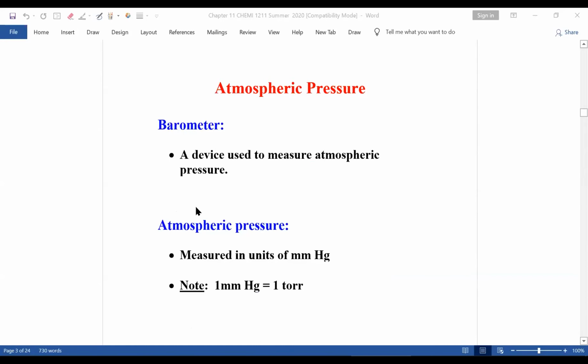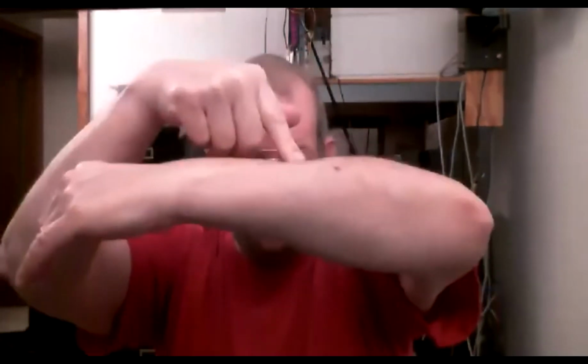Now, one way to measure atmospheric pressure is a barometer. A barometer is a way to measure atmospheric pressure. In other words, all around us right now, gas is pushing on us. Since the time you were born, this was always here, you don't really feel it, but it's always pushing on you. And how do we measure that?